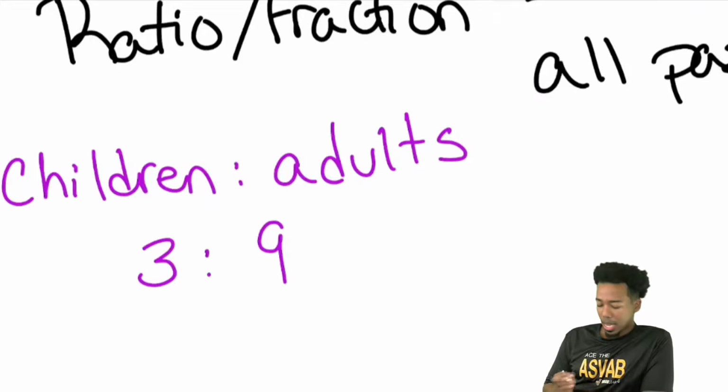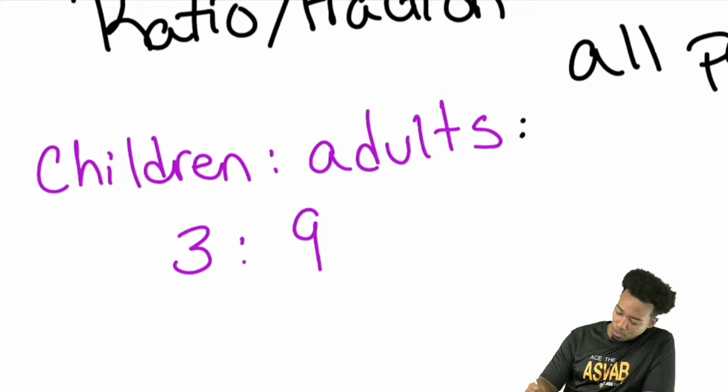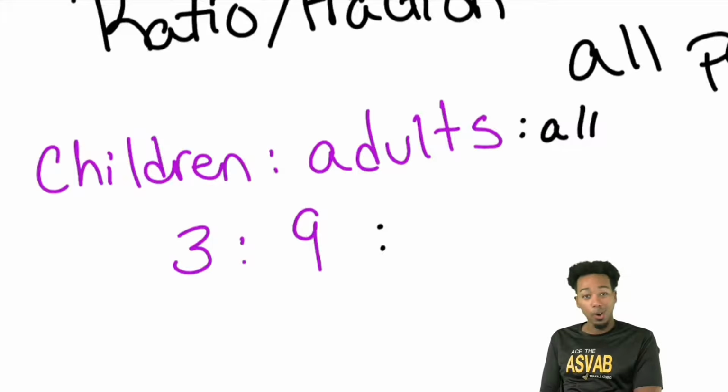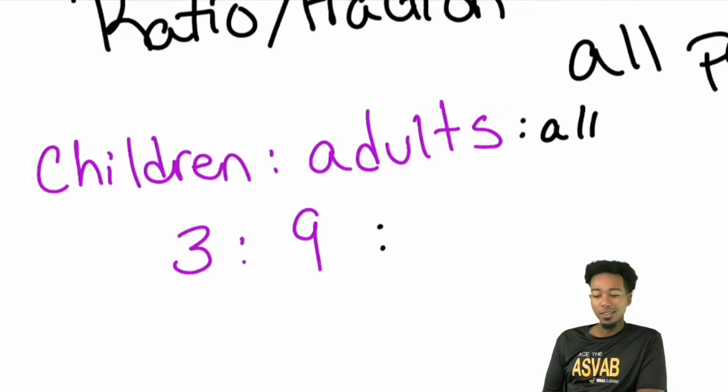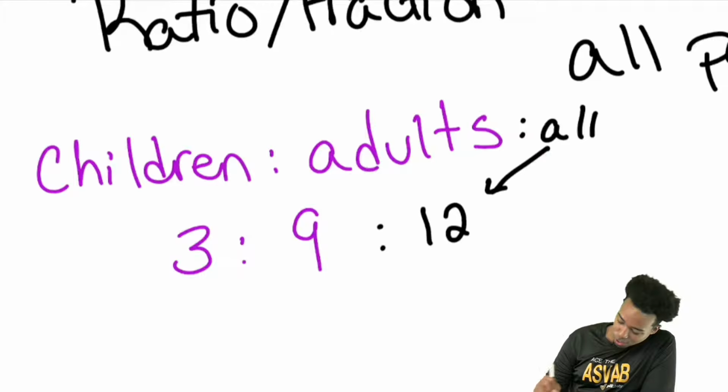Drop your pencils. If you have 3 children to 9 adults, everybody, if I wanted to write in all, what is all again? What does all mean? Right, it means add everything up. That's what all means. Total, add them all up. What is 3 plus 9, everybody? It's 12, exactly. All represents 12. Adults represents 9, children 3.